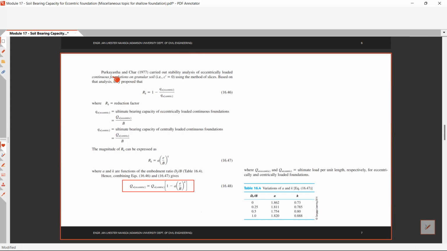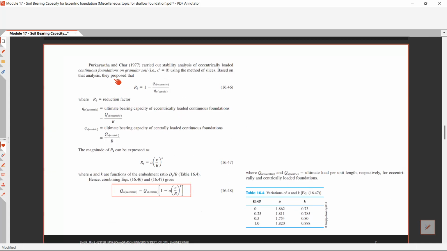So for Cayasta and Char in 1977 carried out the stability analysis for eccentrically loaded continuous foundation on granular soil. So using the method of slices based on that analysis, they proposed this equation. So 1 minus your RK is the reduction factor Q sub U in eccentric divided by the Q sub U for eccentric loading. Okay? So reduction factor kasi siya, nabawasan siya from 100% to a factor of the ratio of QU eccentric and QU centric.